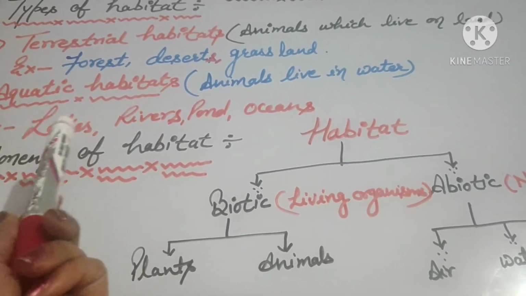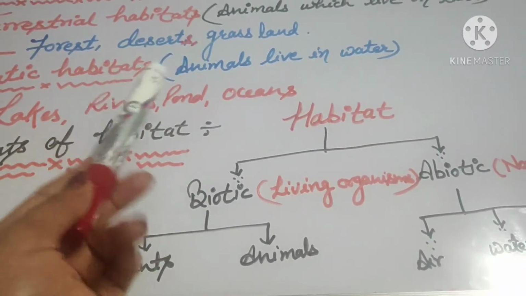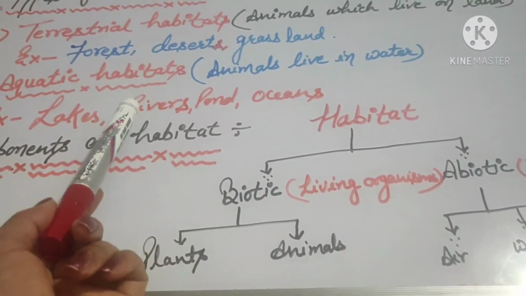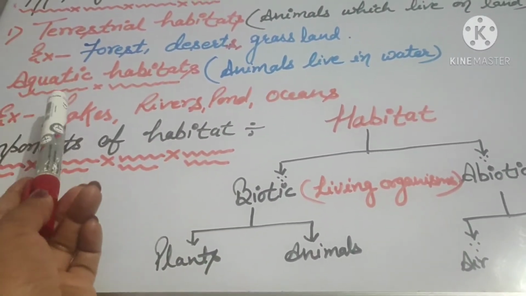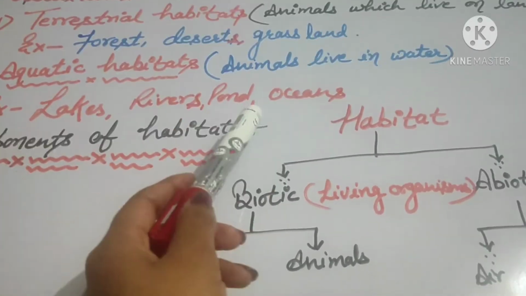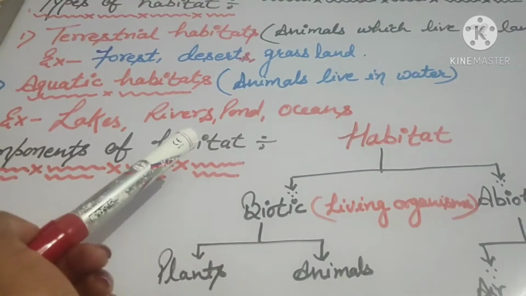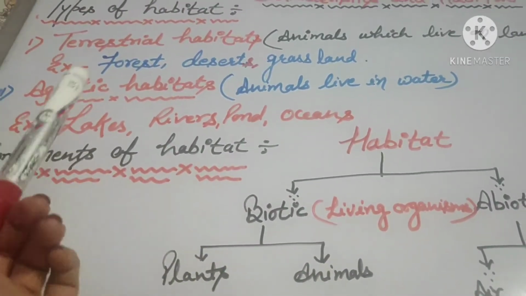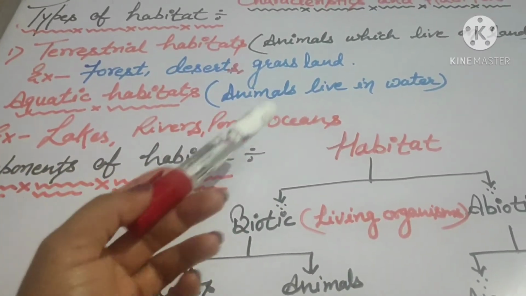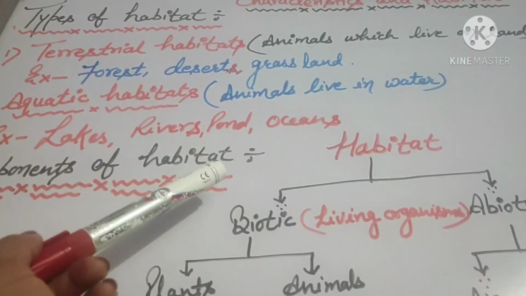The next one is aquatic habitat. So habitat in water is called aquatic habitat. Here, aqua means water. So animals that live in water live in aquatic habitats. Alright. For example, lakes, rivers, ponds, and oceans are all aquatic habitats.